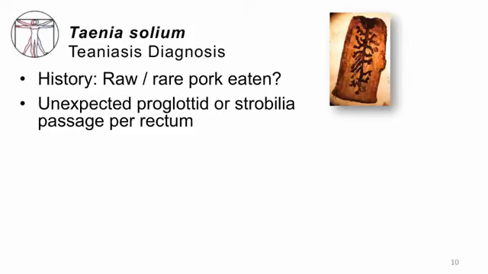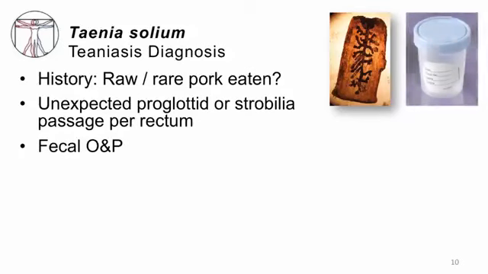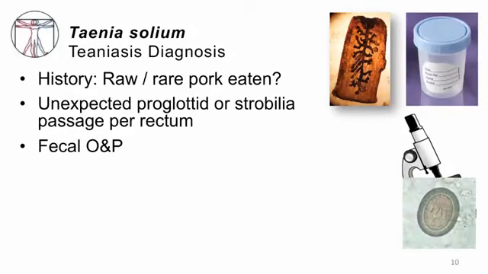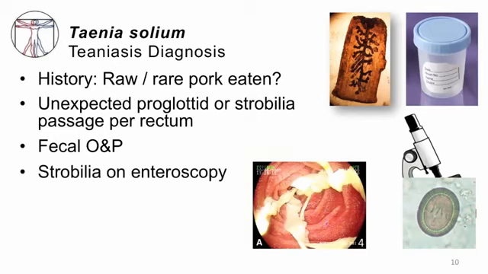Okay, so in the case of teniasis, just take a history. Have you recently consumed raw or rare pork? And have you passed a proglottid or a big long chain of tapeworms from your butt? If so, there's your problem. But you can also look for the eggs in a fecal ova and parasite exam, and if you see these round eggs that look exactly like the eggs of the beef tapeworm, then you've made your diagnosis.